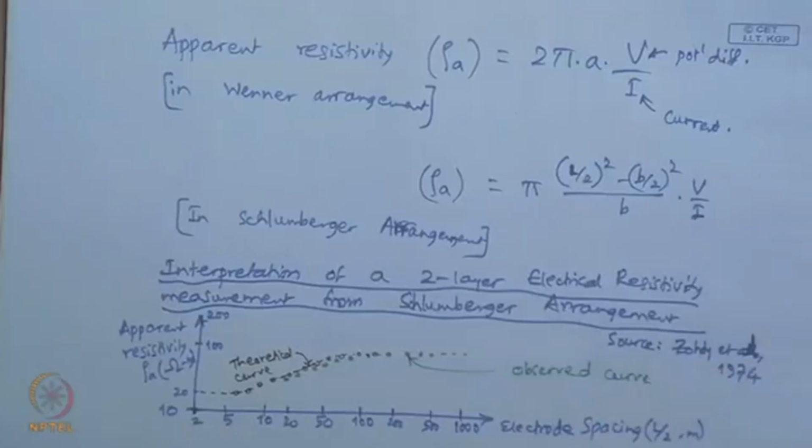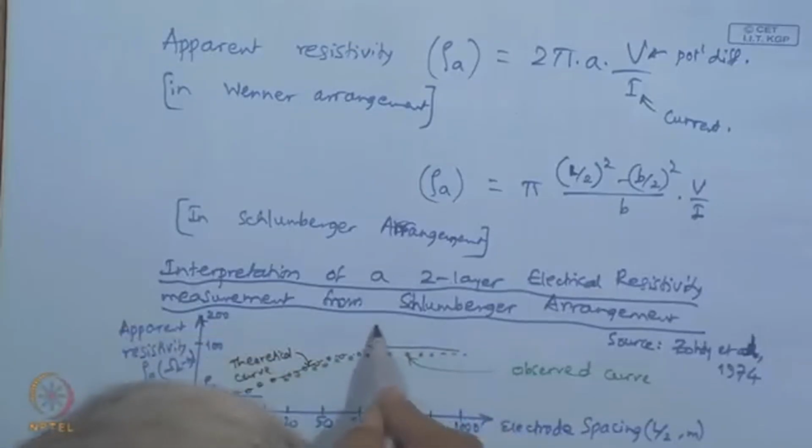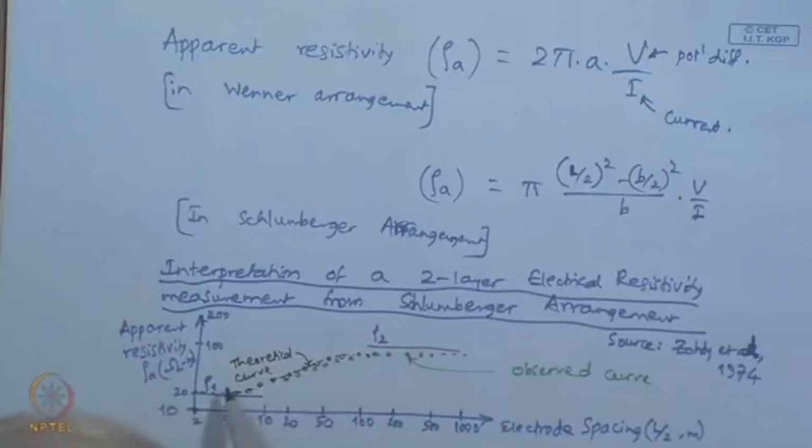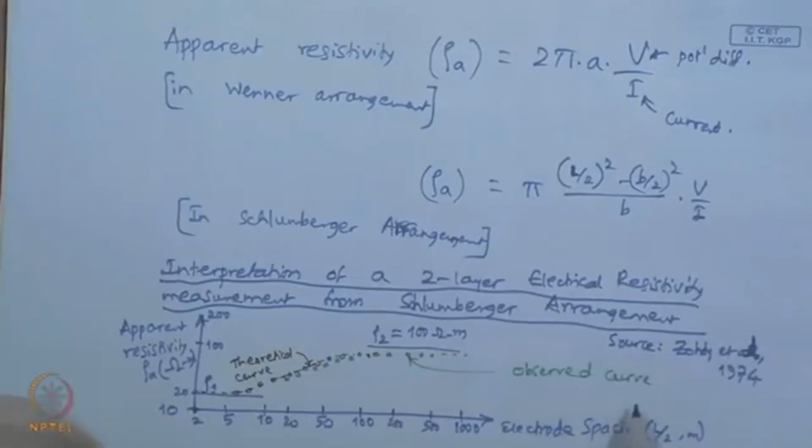And here, this is the asymptote. This indicates a rho 1, and there is a higher level asymptote, which is say this rho 2. So, this rho 2 is 100 ohm meter, and this rho 1 is 10 ohm meter.